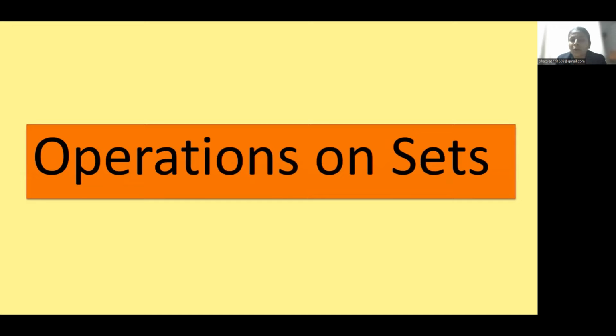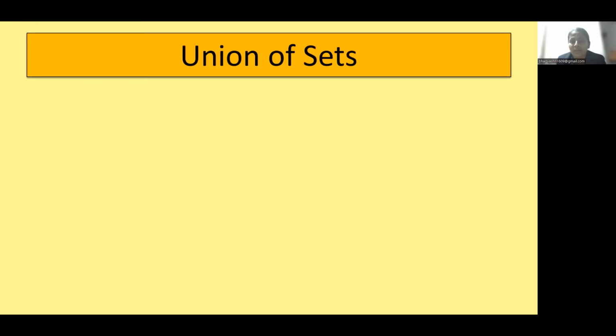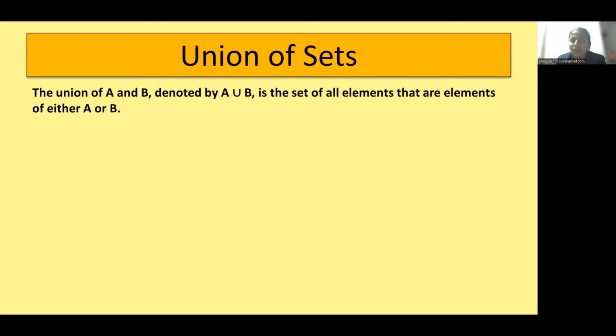The next point is operations on set. First operation is union of set. If A and B are two sets, then union of A and B is denoted by A union B. This is the symbol for union. A union B is a set of all elements that are elements of either A or B. युनियन मध्ये अशी सगळी एलिमेंट असतात की जी एकतर ए मध्ये तरी असली पाहिजेत किंवा बी मध्ये असली पाहिजेत. ठीक आहे, तर अशा सेटला आपण युनियन असं म्हणणार आहोत.